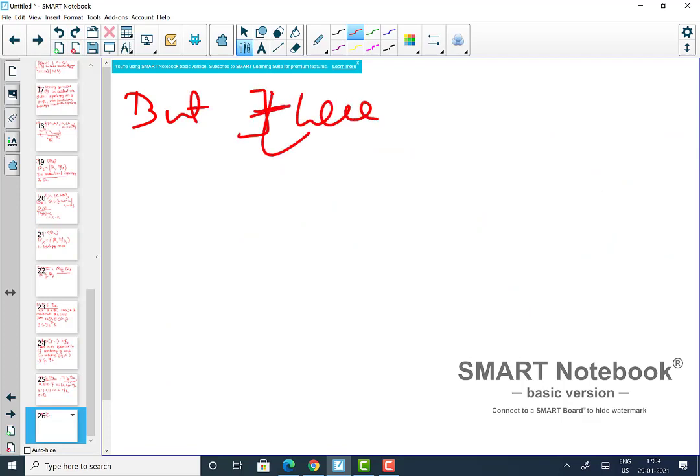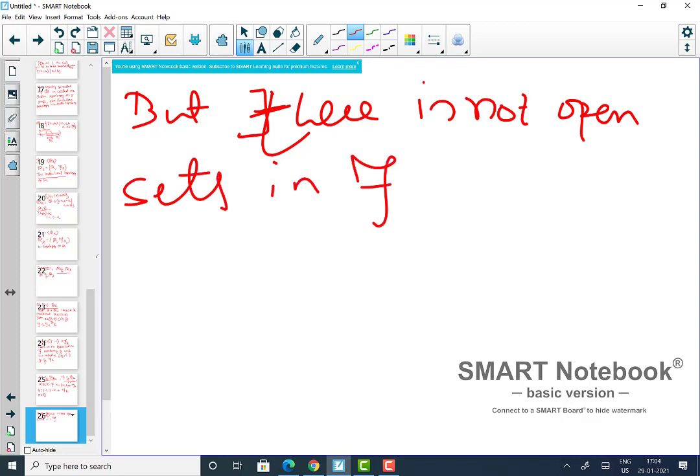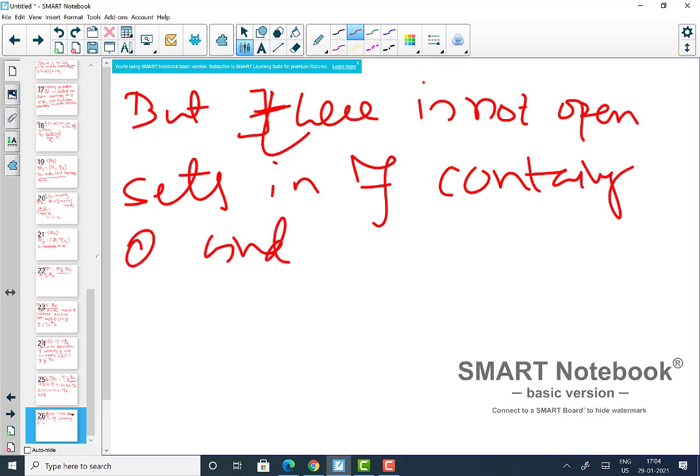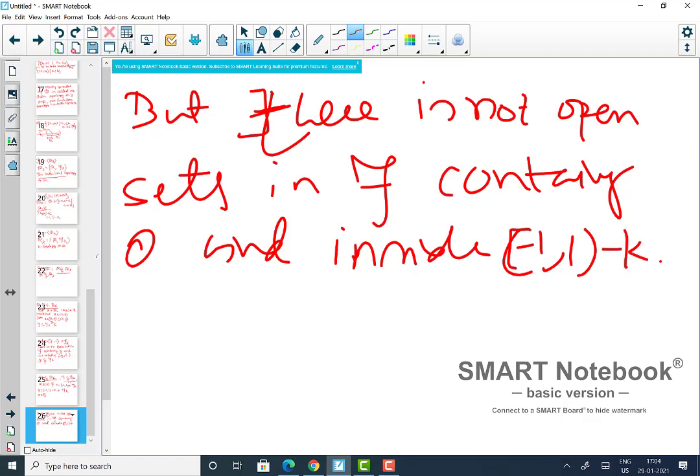There is no open set in τ containing 0 and inside the set (-1, +1) minus K, because the moment you remove the points of K, it cannot be inside that. Obvious. So this is the proof that τ_K is finer than the usual topology.